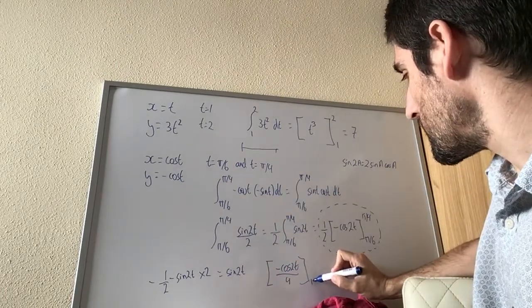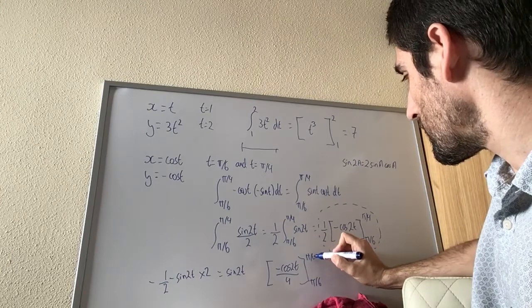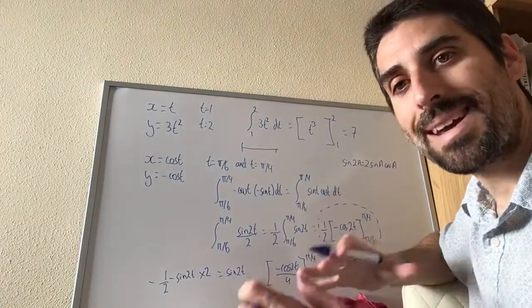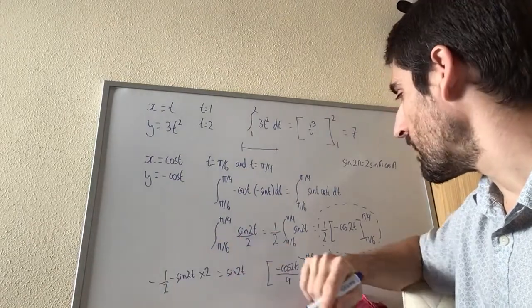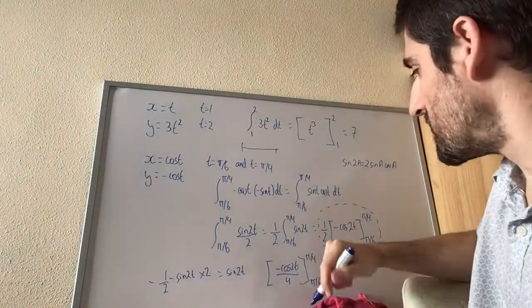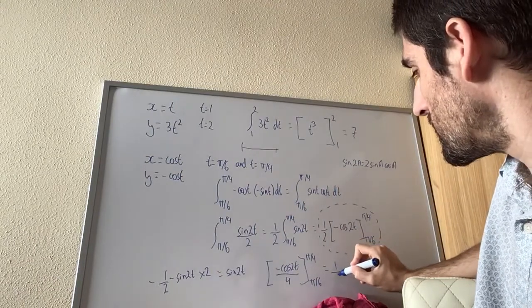between pi over 6 and pi quarters. That's the actual integral, okay? And then I'm just going to leave the substituting of pi quarters and pi over 6 into it, and you take them away from each other, but it turns out that the answer is actually 1/8.